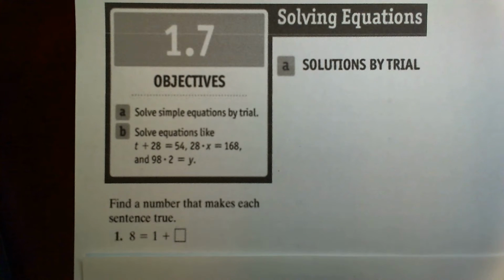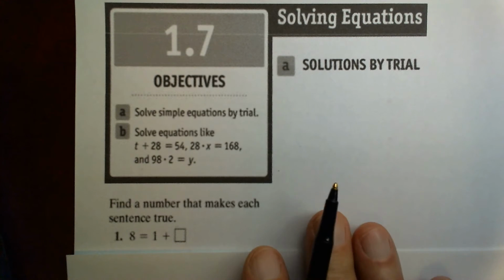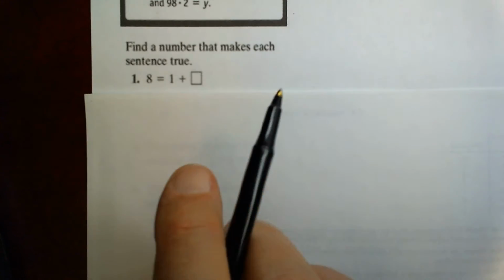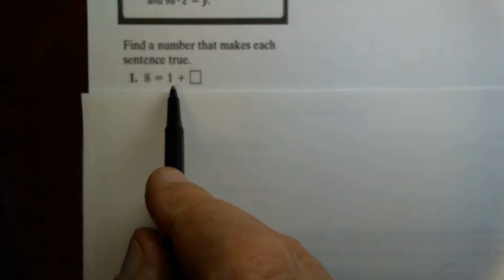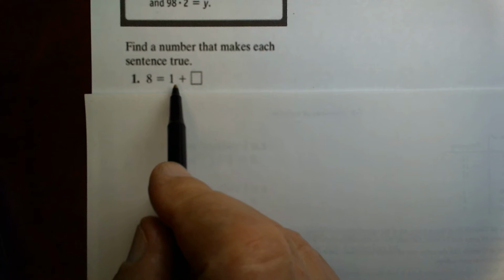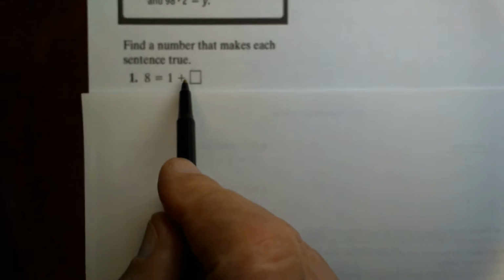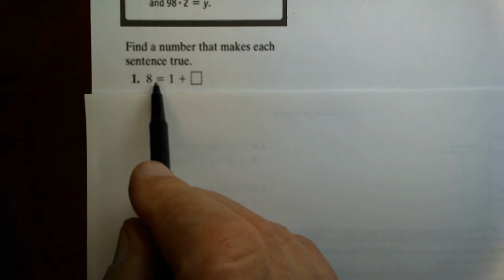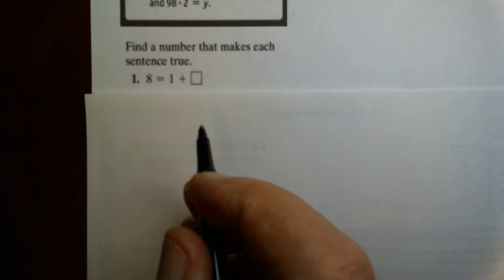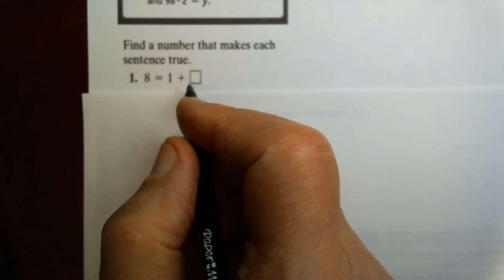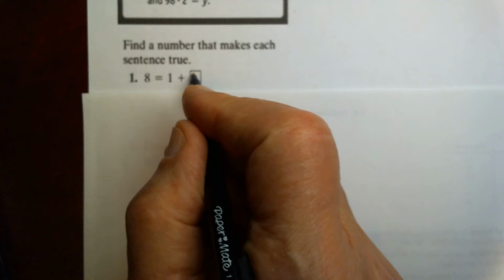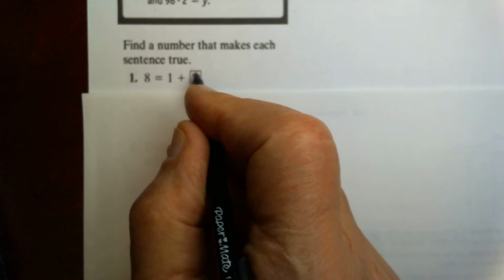And so when we look at exercise number 1, the question is, find a number such that each sentence is true. So the question is, what number do we have to add to 1 to get 8? Well, I think most of you can probably figure that one out, and that would be the number 7. So 7 would be the answer.